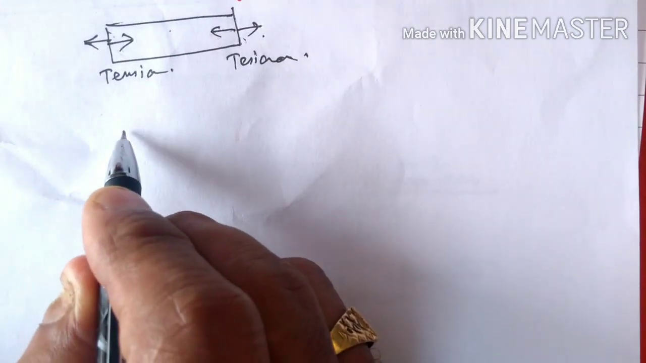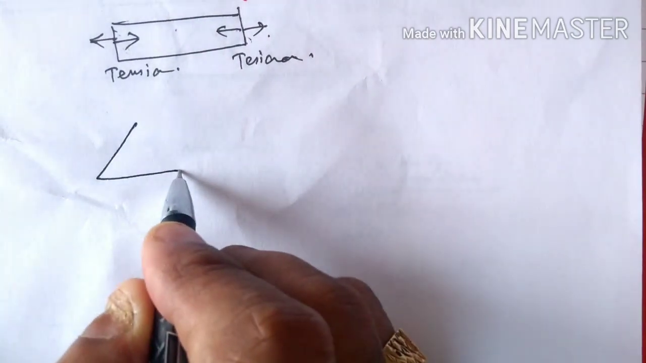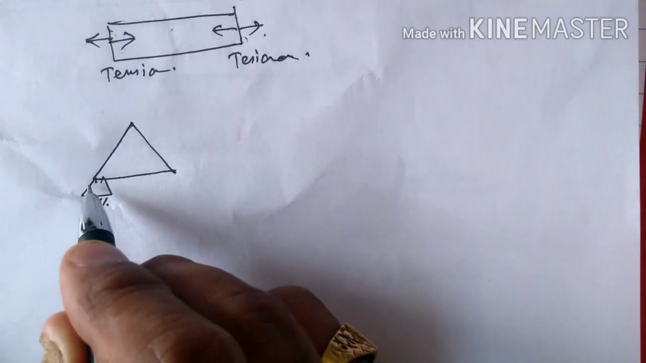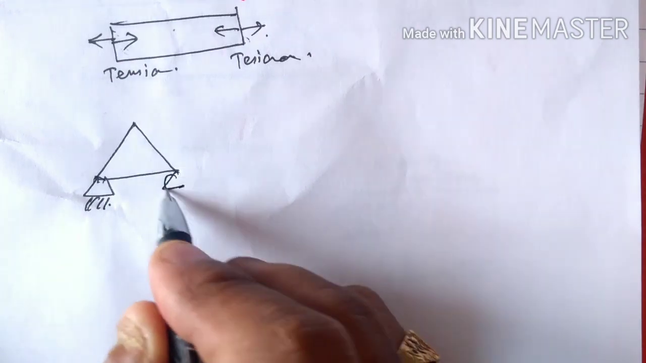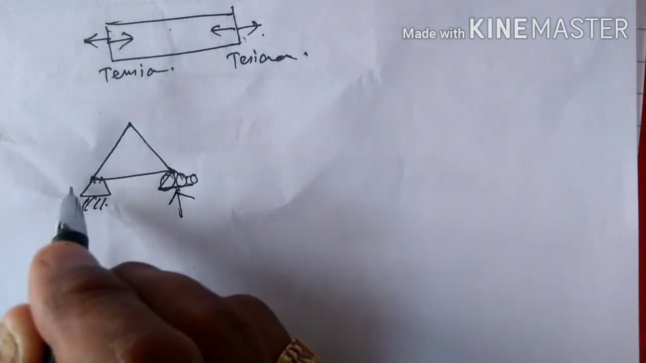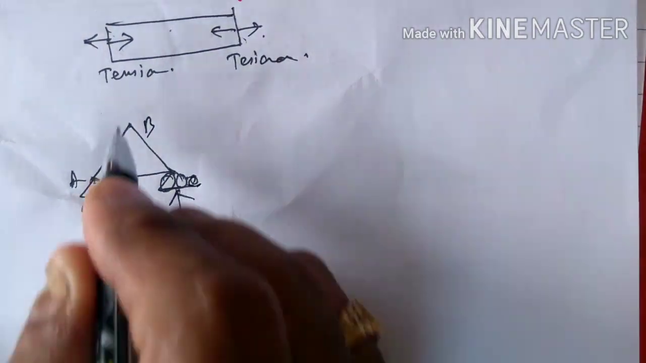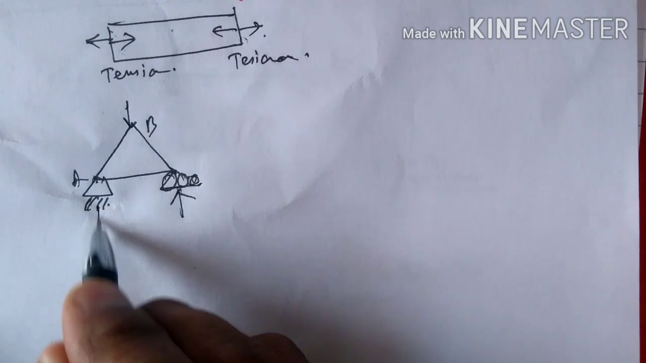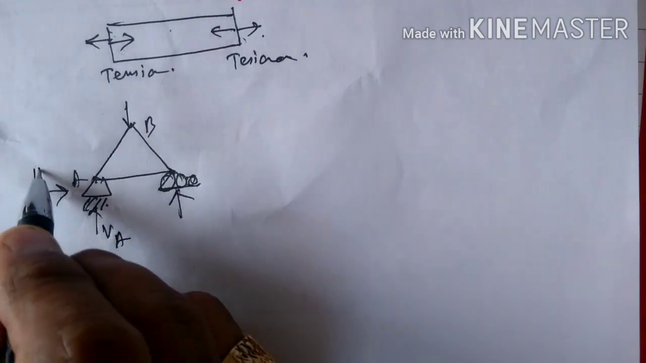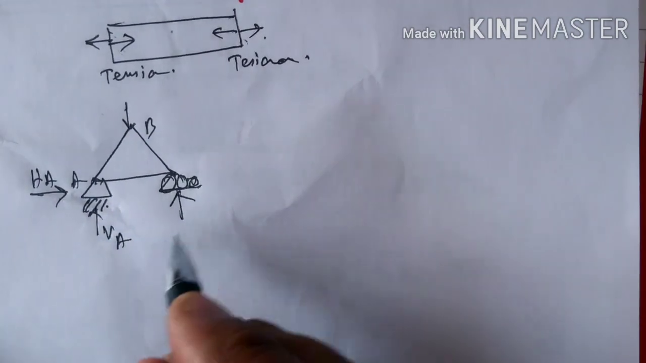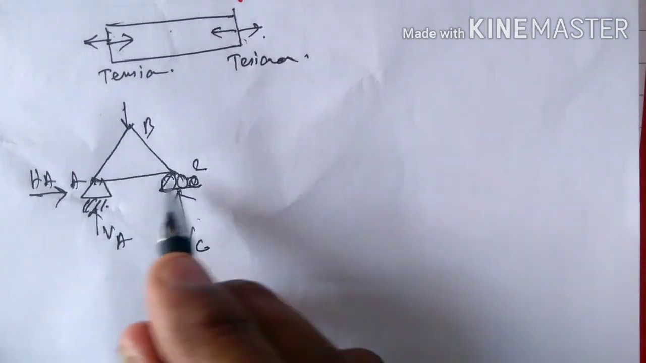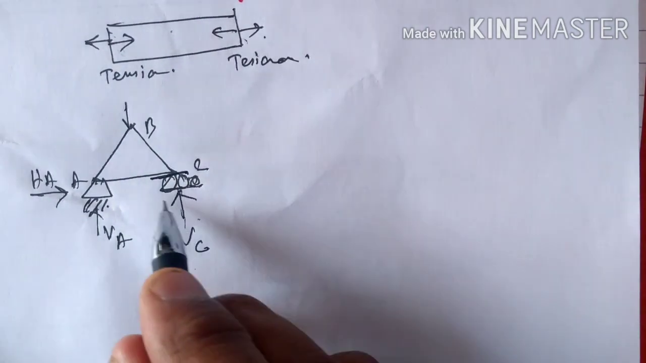So suppose a very simple truss. This is the truss, and this is the pin joint and this is on the roller support. So here this is A, B and C, and there is loading. Due to this, VA and HA, 2 kinds of reactions are there, and here VC, due to the roller support, there will be only 1 vertical reaction.